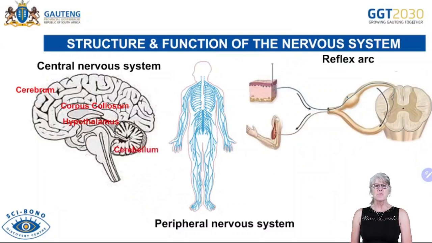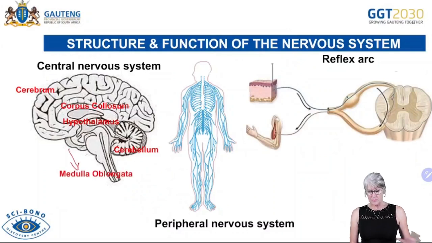And then we have a look at the cerebellum, and the cerebellum is at the back of your head, and that has to do with balance and equilibrium. And then we have this part that goes down from the hemispheres of the cerebrum and the cerebellum, and the lower part is known as the medulla oblongata, and the medulla oblongata basically joins the brain to the spinal cord.